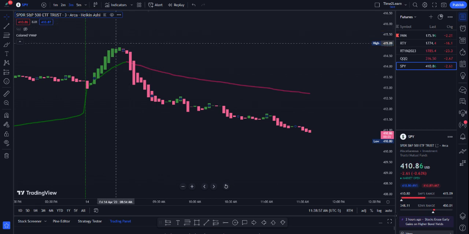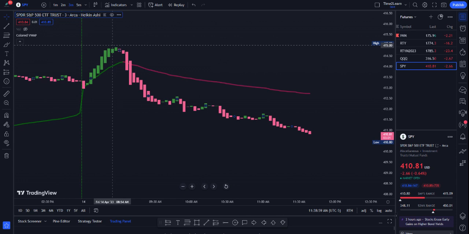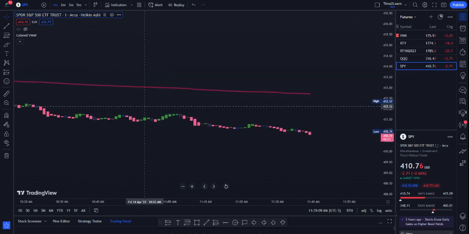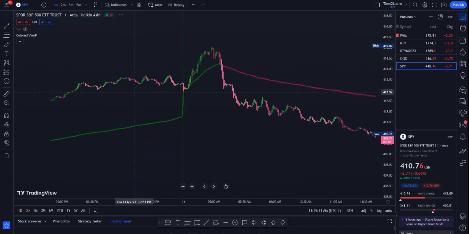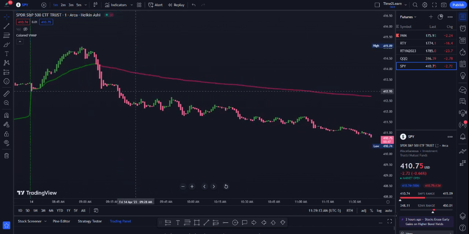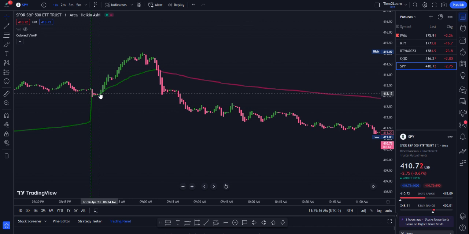So as professional traders, we should not enter right here away from the VWAP. If we enter at the VWAP, maybe on the 1-minute chart, then we stand a better chance of winning. So if we're on the 1-minute chart and we enter right here on the VWAP, nice trade, right?